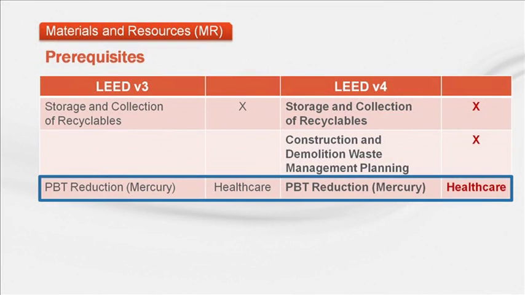Persistent bioaccumulative and toxic pollutants, or PBTs, are long-lasting substances that can build up in the food chain to levels that can be harmful to human health and the environment. This prerequisite applies to healthcare projects and has not been changed in V4.